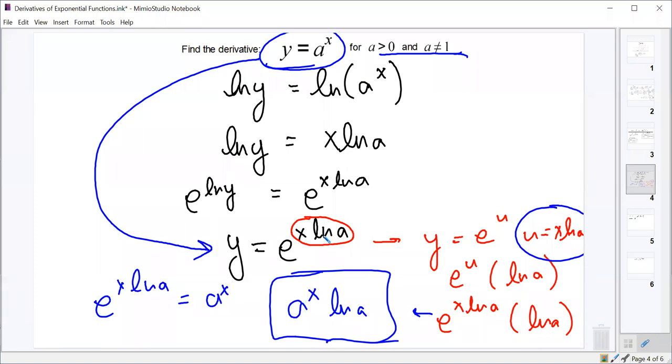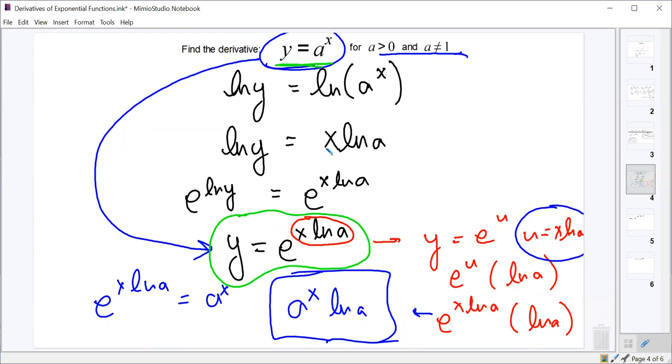Can you explain how you got a to the x from e to the x natural log of a? Well, after all that work we'd done, we ended up with y equals e to the x ln a, right? Were you good with that? Yeah. Okay, well, we also know that y is equal to a to the x, right? So if y is equal to a to the x and y is equal to e to the x ln a, then e to the x ln a must be equal to a to the x since they're both equal to y. Oh, I see.